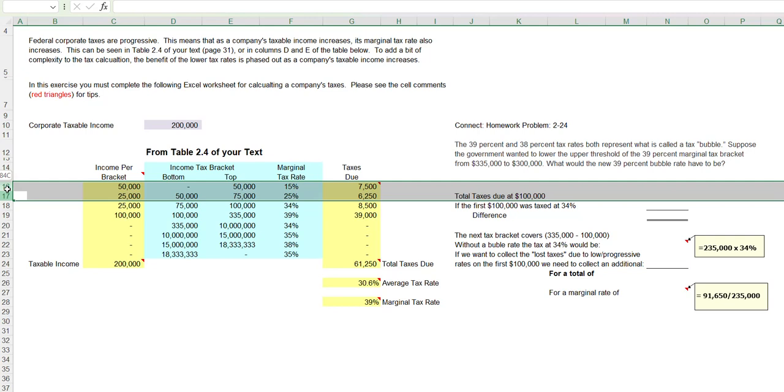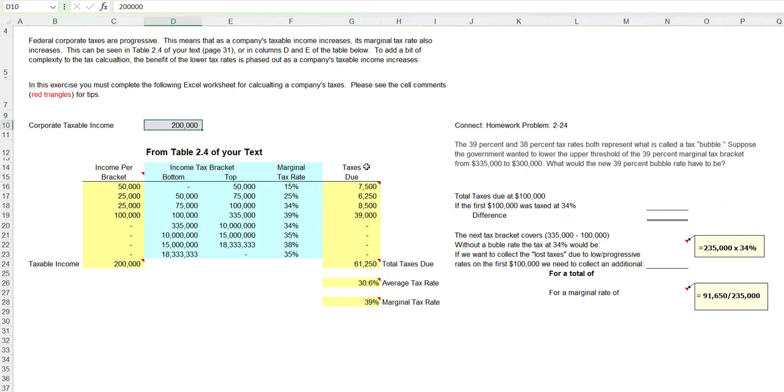And again, that's the idea behind our bubble rate, because as our income, say, goes up to $285,000, notice our average rate goes from 30.6 to 33.1. As it goes up to, say, $320,000, our marginal tax rate stays at 39, but our average rate gets closer and closer to that 34%. And once we hit that 335,000, every single one of our dollars we're paying an average as well as a marginal tax rate of 34%.